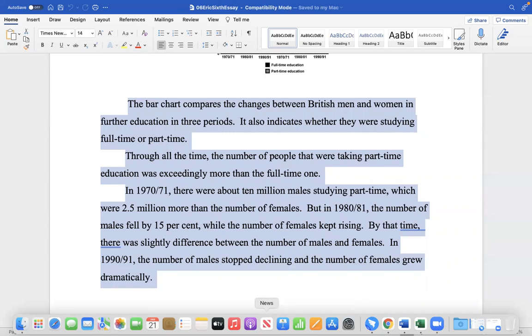In 1970 to 71, there were about 10 million males studying part-time, which were 2.5 million more than the number of females. But in 1980 to 1981, the number of males fell by 50%, while the number of females kept rising. By that time, there was slightly difference between the number of males and females. In 1990 to 1991, the number of males stopped declining and the number of females grew dramatically.